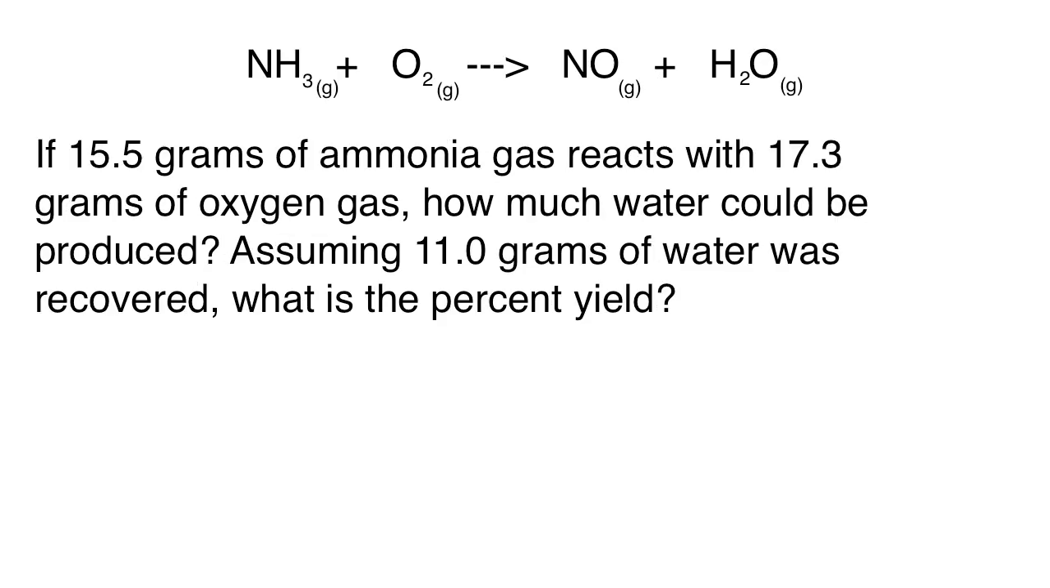Okay, everybody, so hopefully you can see the new problem here, which states: if 15.5 grams of ammonia gas reacts with 17.3 grams of oxygen gas, how much water could be produced? Assuming 11 grams of water was recovered, what is the percent yield? So what this is really asking you is to determine the theoretical yield of water and then determine the percent yield of water. Now, keep in mind, in order to determine the theoretical yield of water, you will need to determine which reactant is the limiting reactant. So in the first question, I sort of broke it down into micro steps so that you understood what you were doing.